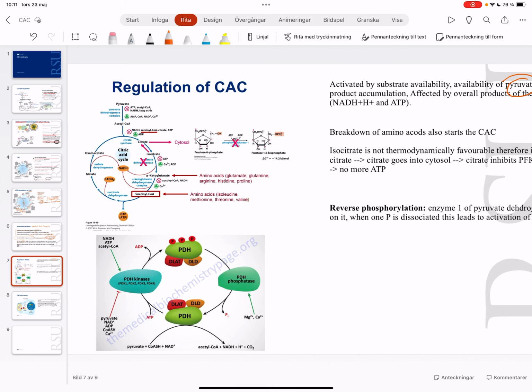Also, this will not inhibit, but breakdown of amino acids can also activate the citric acid cycle. So we have amino acids, glutamate, glutamine, and so on. If they get broken down into alpha ketoglutarate, well then alpha ketoglutarate can take part in the citric acid cycle, and that way we will activate the cycle.